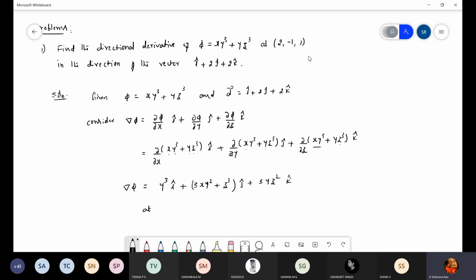Grad phi anyhow you can calculate, but for the directional vector you have to calculate the magnitude. In the directional vector, variables are not allowed. X, Y, Z is not allowed. Okay. So at x equals 2, y equals -1, and z equals 1. Yes. What is grad phi?